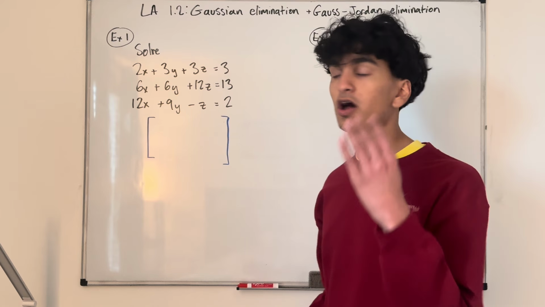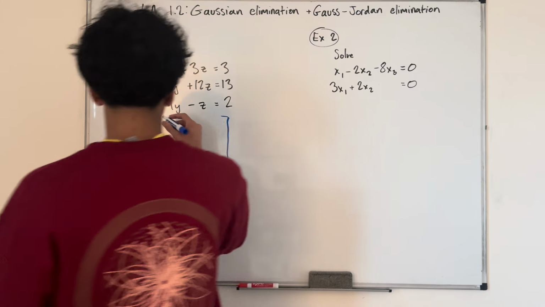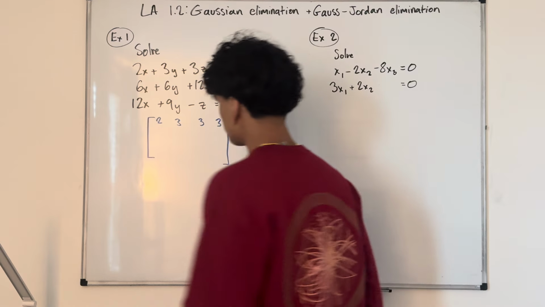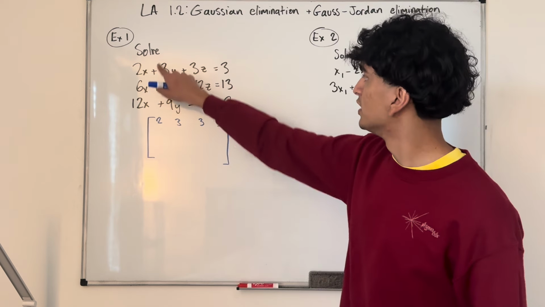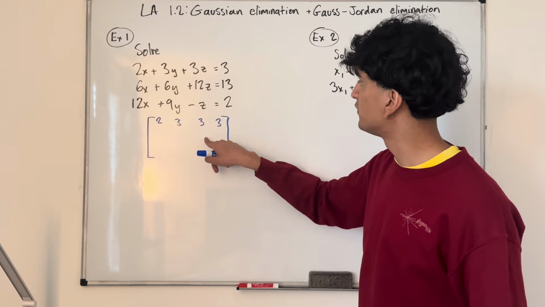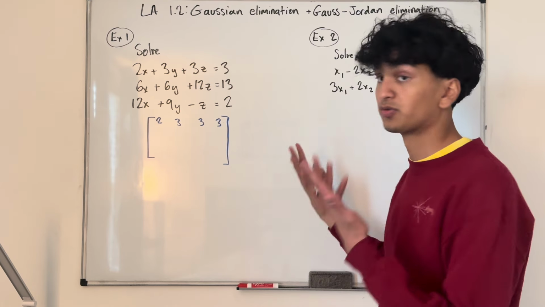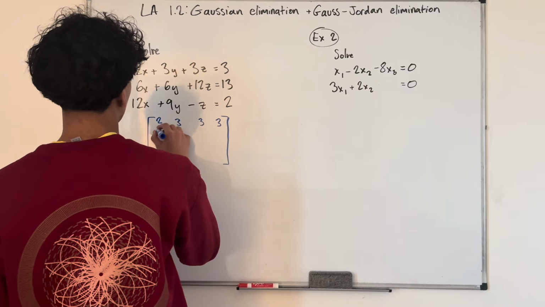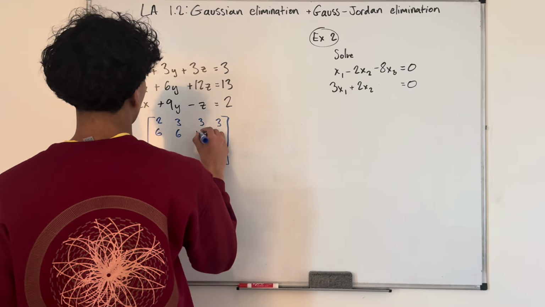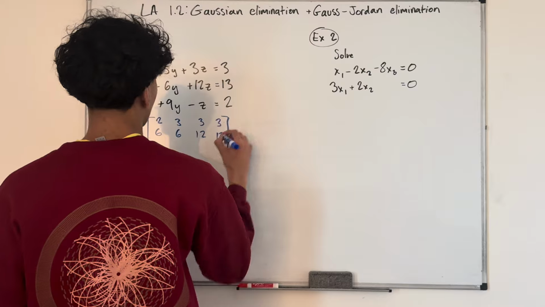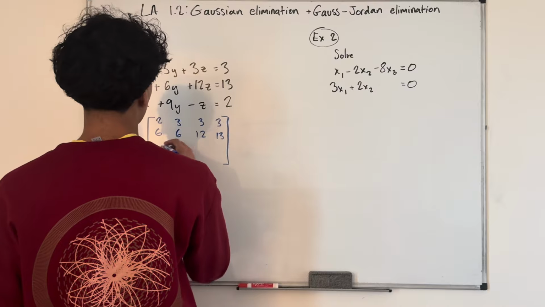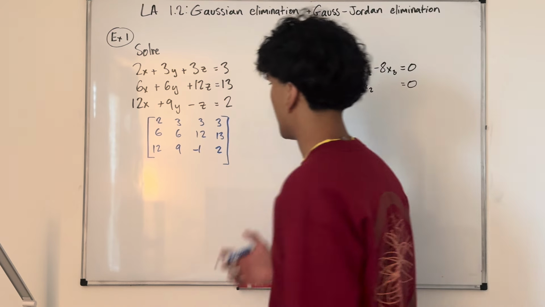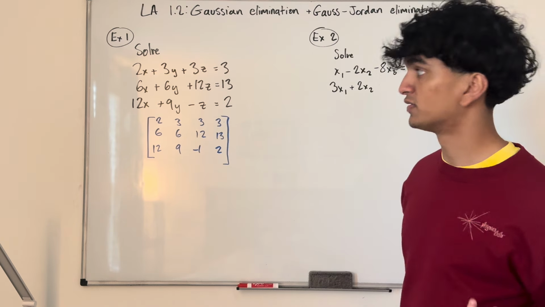So we're gonna use 4 columns to represent that, right? So 2, 3, 3, 3. This represents the x coefficient, the y coefficient, the z coefficient, and the constant equaling 3. What's nice about this is that you don't have to write x, y, and z a bunch of times.